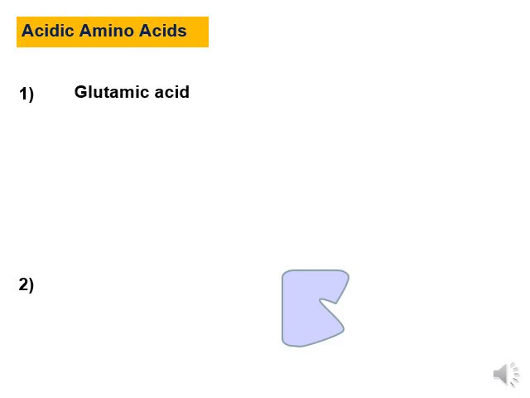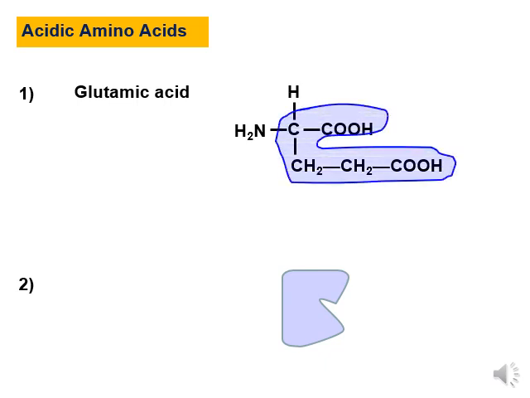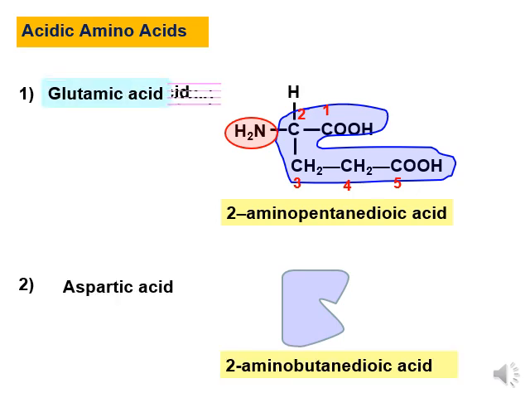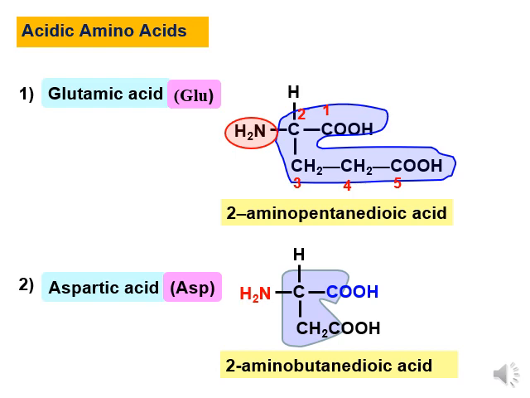Continue with acidic amino acid. First will be glutamic acid, which as you can see here, in total we got 5 carbon as the longest chain and ended with 2 COOH. So the parent name will be 5 carbon, so pentanedioic acid plus the substituent, so it will be 2-amino pentanedioic acid. And the next example is aspartic acid, which will be 2-amino butanedioic acid. So always look for the parent name and then you add the substituent, then we can get the full name according to IUPAC nomenclature of amino acid.